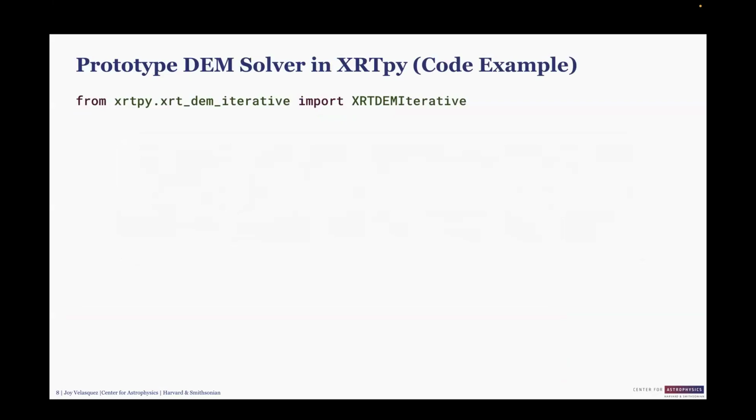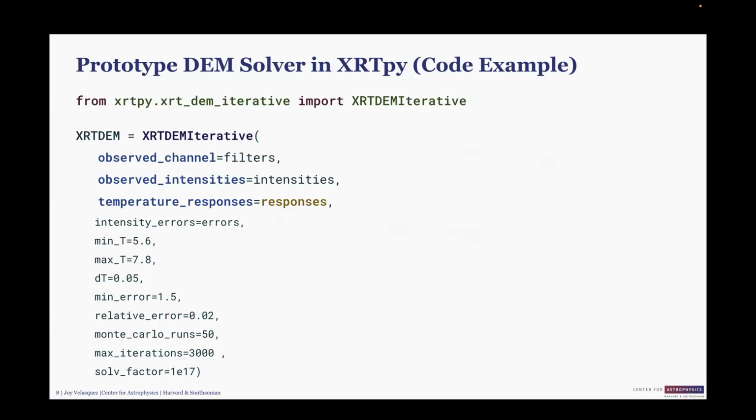So I want to now talk about what this new DEM solver will look like in XRTpy in a Pythonic version. We're creating this class called XRTDEMIterative. Iterative is a keyword. It tells you the method by which the DEM is being calculated. Here's currently what we see it will look like. The three things I want to draw your attention to are the observed channels, observed intensities, and the temperature response.